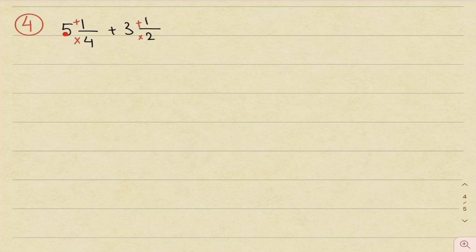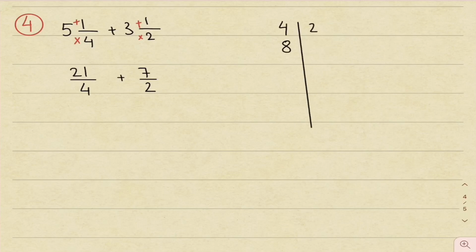So I have 4 times 5 is 20 plus 1 is 21. So 21 over 4 plus 2 times 3 is 6 plus 1 is 7. So 7 over 2. Now I'm going to find the multiples of 4 and 2.